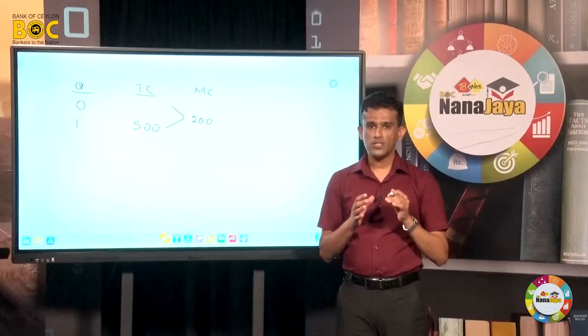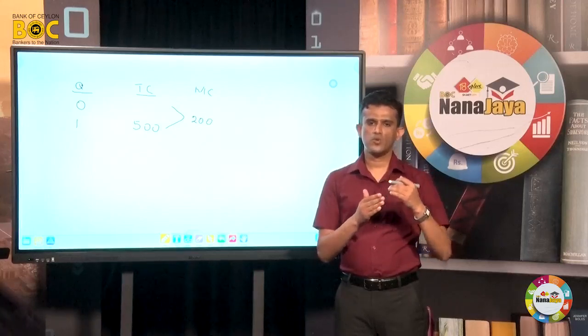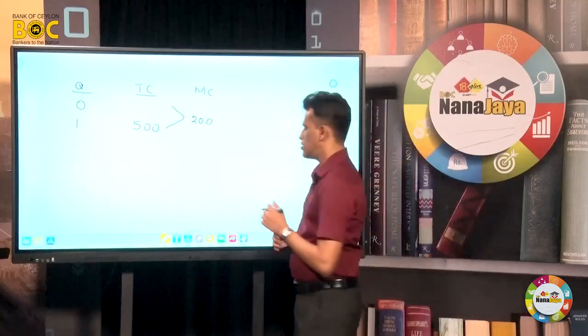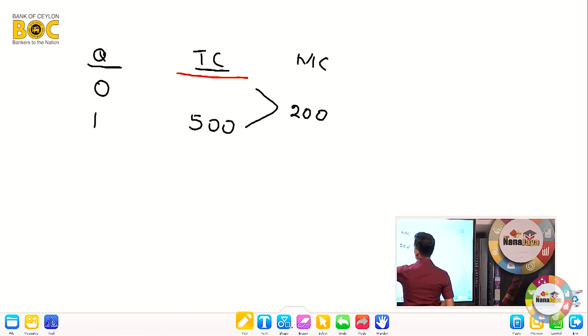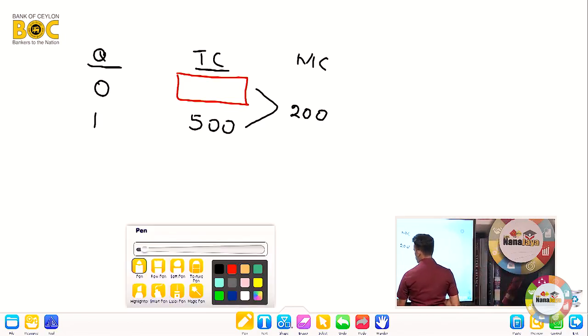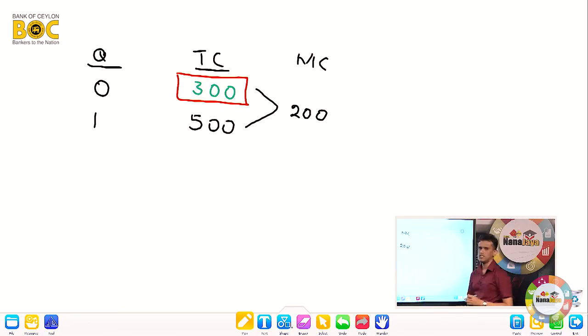What do we mean by the marginal cost of the first unit is 200? It says that if the production increases from 0 to 1, the total cost increases by 200 rupees. So then what should have been the total cost at a zero level of output? If the total cost increases by 200 to 500, the total cost at the zero level of output should be rupees 300.